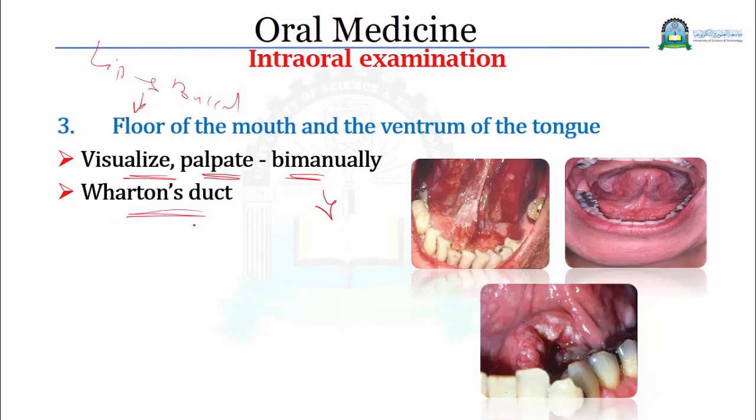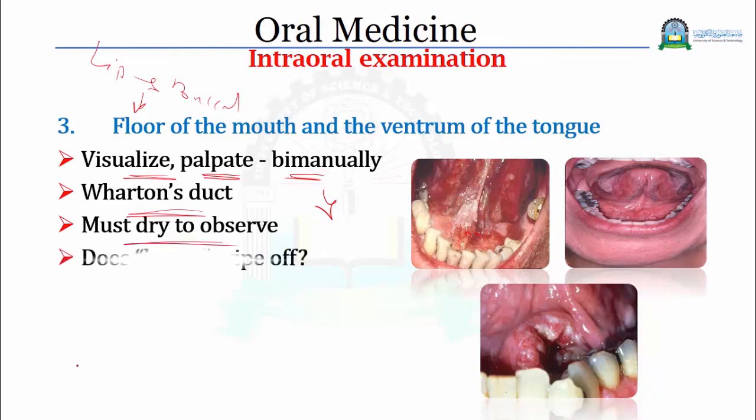The Wharton's duct is the duct of the submandibular salivary glands, presented as two papillae in the floor of the mouth at the end of the sublingual frenum. You must try to observe if there is any secretion from this gland or not.